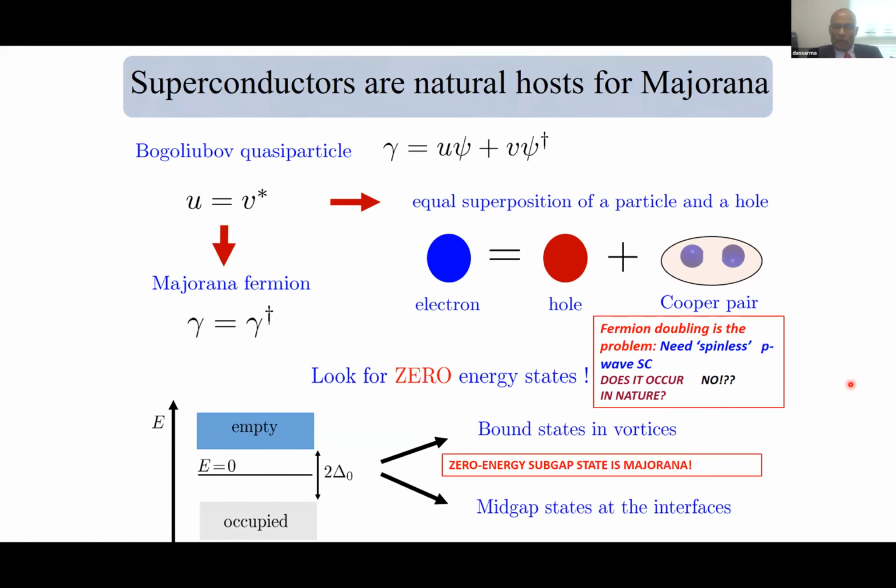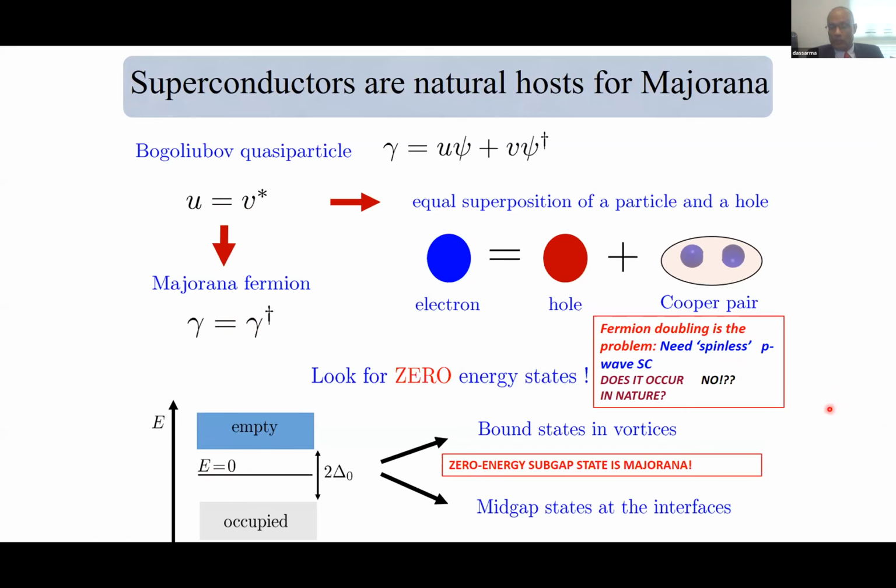Because in an ordinary s-wave superconductor, you have the fermion doubling problem. So each electron comes with a hole, and you will not have a zero energy state at all. You cannot make u equal to v star. To make u equal to v star, you need a zero energy state, because this has to be exactly at zero energy, since each electron state comes with a hole state, an exact electron-hole symmetry. So the only way you can have an E equal to 0 state is if you have a spinless p-wave superconductor.